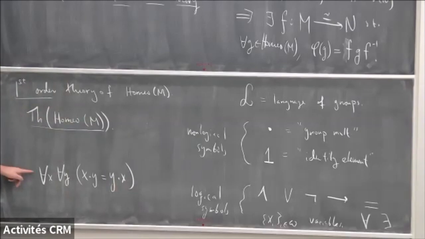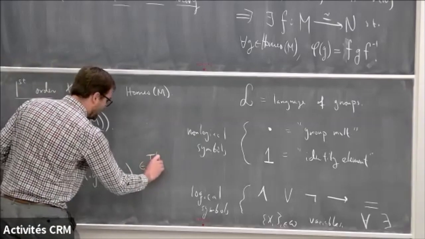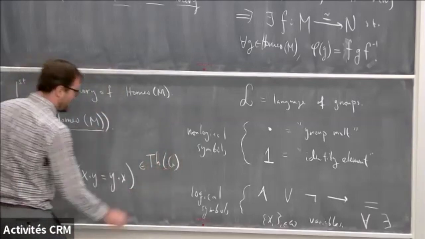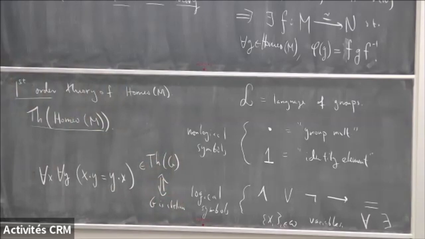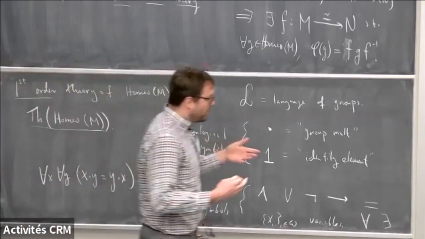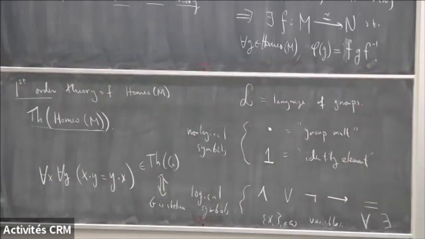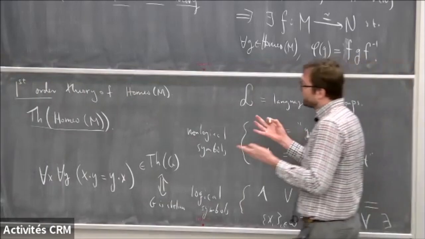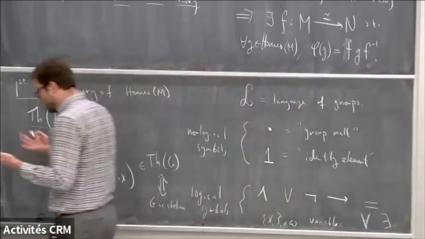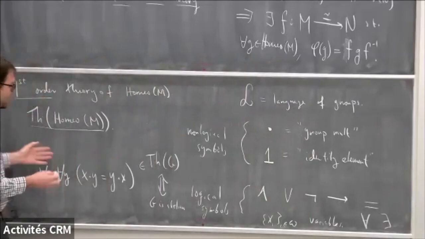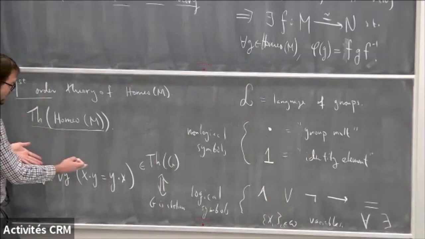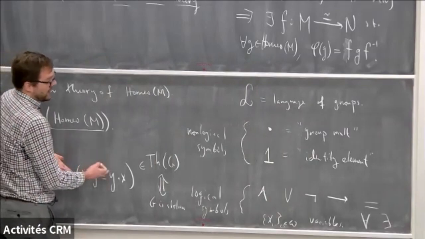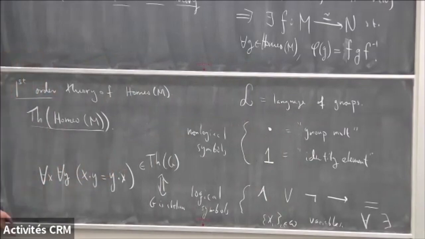So this will be an element in the theory of group G if and only if G is abelian. So, okay, the details are fuzzy, but the point is that if I consider the first order theory of some group in the language of group theory, I'm looking at things which are true in that group when I'm allowed to quantify over its elements. So one bit of notation.